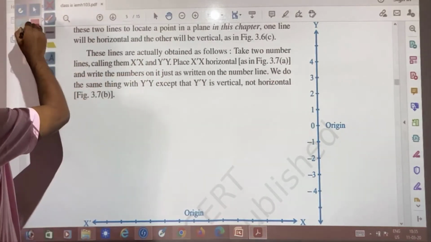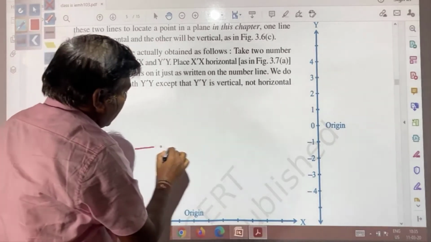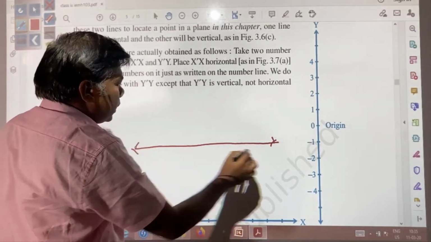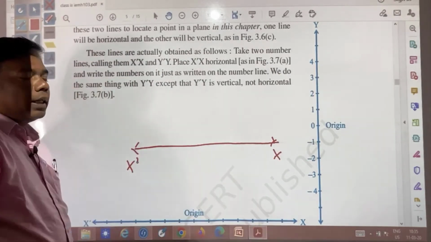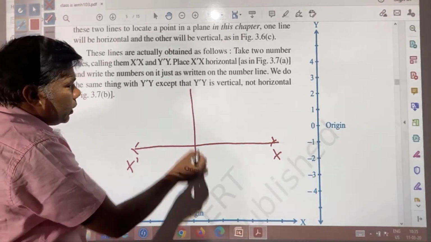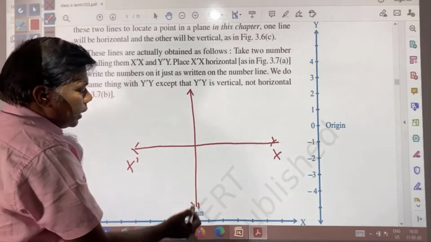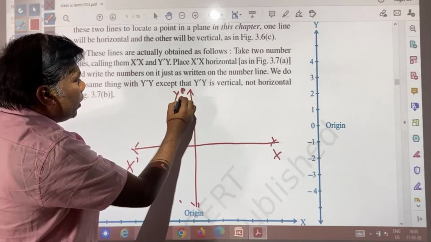So in this chapter, we will take two lines that are perpendicular to each other, and this horizontal line will be called the x-axis. This can be denoted as x dash. Already in linear equations the graph has been plotted, so you know. Here you see, this vertical line is perpendicular to the x-axis and this is called the y-axis, y and y dash.